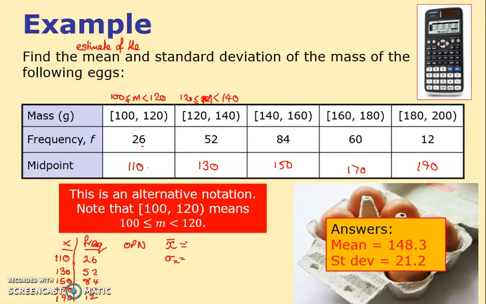This is what I got. I got 148.3 and 21.2. So it's worth your while pausing the video, making sure you can get from your calculator, from this table, from those midpoints, with the midpoints on the left and the frequencies on the right, those answers.